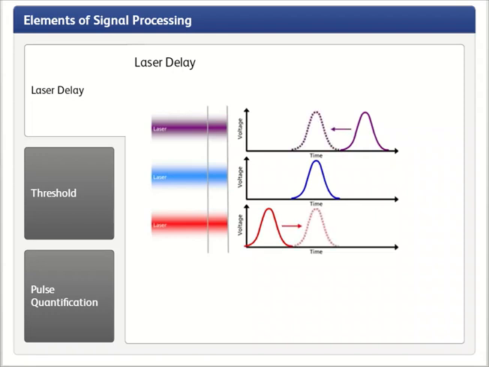In this example of a 3-laser system, a particle passes the red laser first, then the blue, and finally the violet. The laser time delays are adjusted to ensure that the signals are attributed to the correct event.